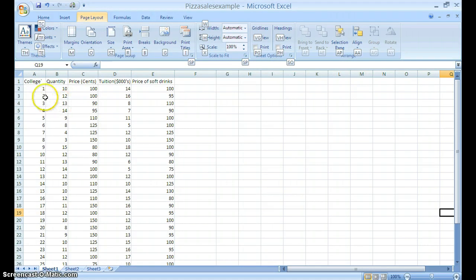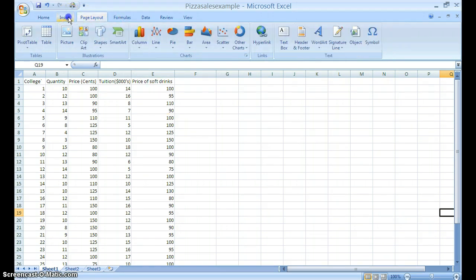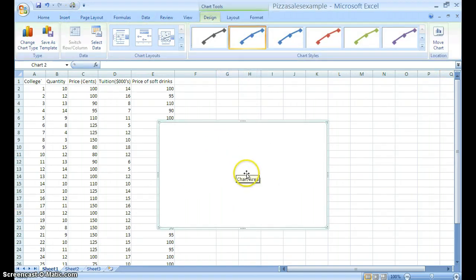And they have listed the college, which is not a variable, but just a listing. The quantity of pizza slices sold, the price that was charged for the pizza, and then they have a couple other variables, which we'll talk about in a minute. So the simplest demand estimation would be to take just the quantity and the price and go to a scatter diagram and run those two against each other. So let's do that.